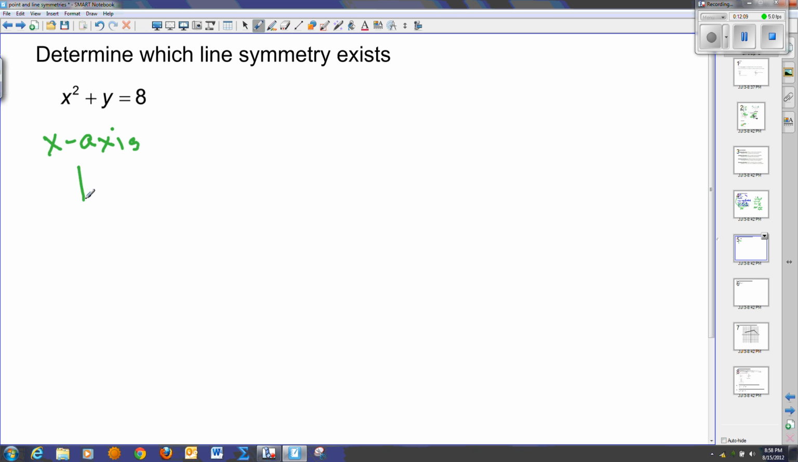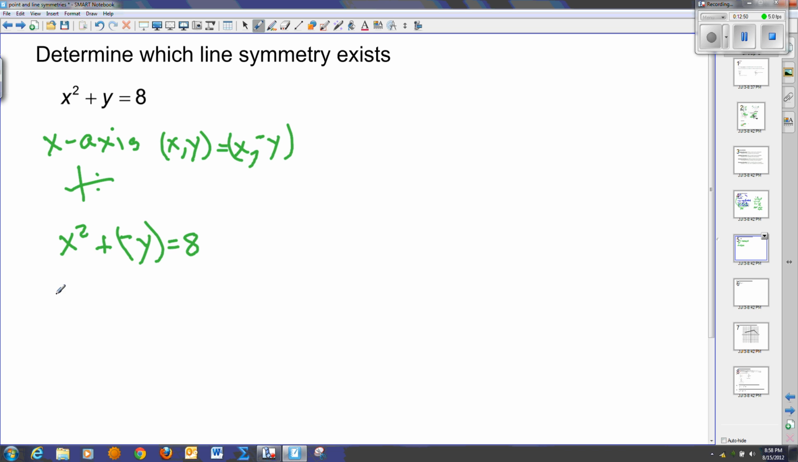If you remember, x-axis means that if I am here, flip over, then I'm here. So in other words, my x-axis symmetry test is going to show that if I have xy and I flip it over, I get x negative y. So I'm going to substitute x for x and the opposite of y for y. Let's do that. X squared plus the opposite of y for y is equal to 8.